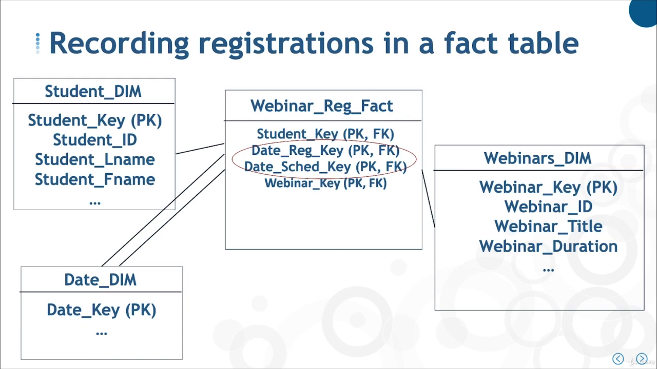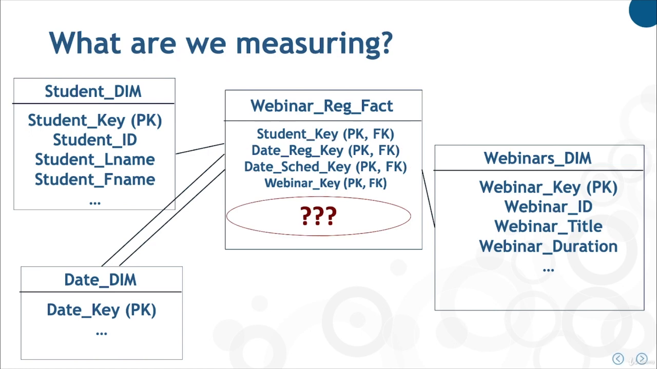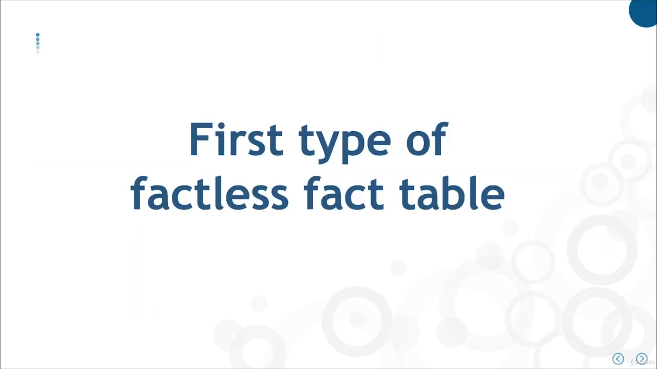So there you see in that middle, the webinar registration fact, all of the different key fields, but there's nothing else. So far, every other fact table we've looked at has some sort of a fact in it, some sort of a measurement. There's nothing here, and again, remember, the purpose of a Factless fact table is we want to make a record of something. There's just nothing to measure about that. So this, again, is our first type of Factless fact table.